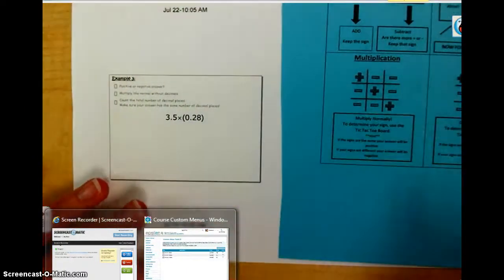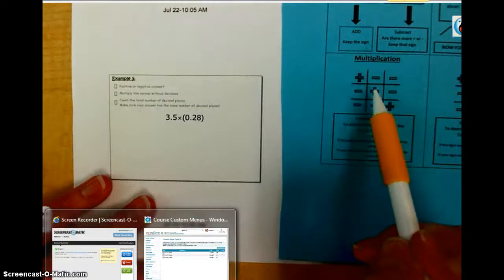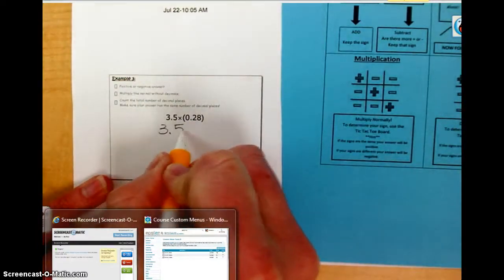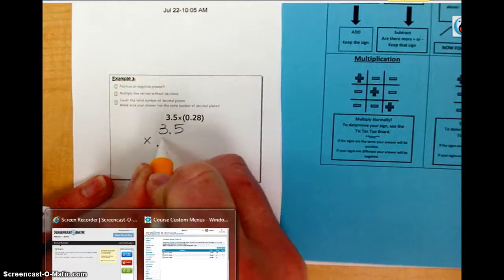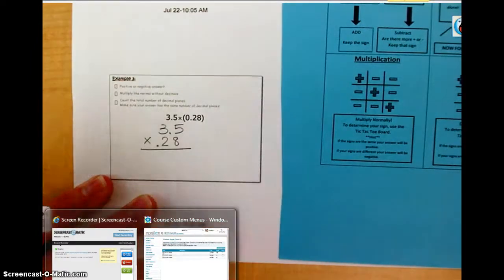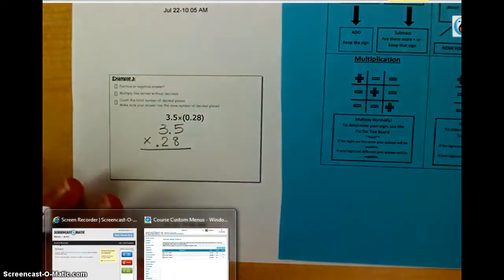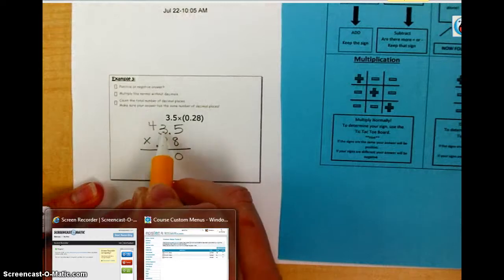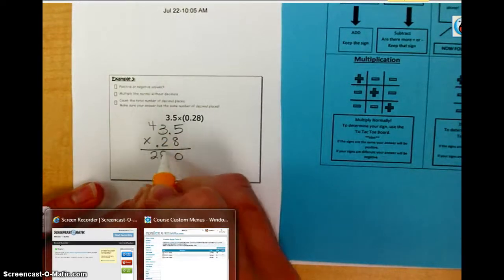Three and a half times 2800ths. A positive times a positive is a positive. It will not matter which number I put on the top of this multiplication problem because they both have 2 digits. 8 times 5 is 40. 8 times 3 is 24, plus 4 makes 28.